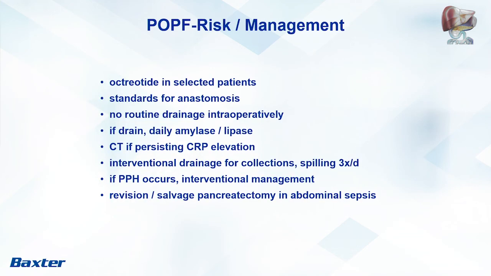Now, to conclude on all the topics that I just told you: risk management and prophylaxis of fistula, octreotide only in selected patients. You should have a standard anastomosis, as we have seen from all the speakers now that have shown the anastomosis. We do not believe in routine drainage. If you have a drain, of course, you can control the amylase and the lipase. If you have a CRP elevation, do a CT scan very early. Interventional draining is, of course, what we prefer.